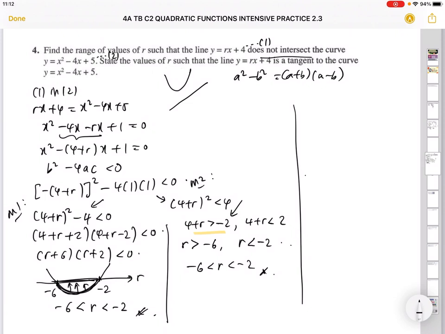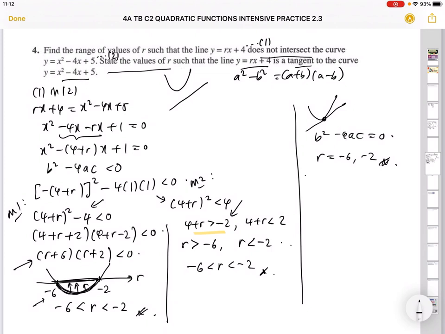State the value of r such that y equals rx plus 4 is a tangent to the curve. It's the same curve, same equation, but now it's a tangent. Very simple. When it's a tangent, how many roots do you have? 1, right? So your b squared minus 4ac should equal 0. If you take this equation and let it be 0, your r will be just negative 6 and negative 2. You don't have to do further working because you're just using the result from the first part.